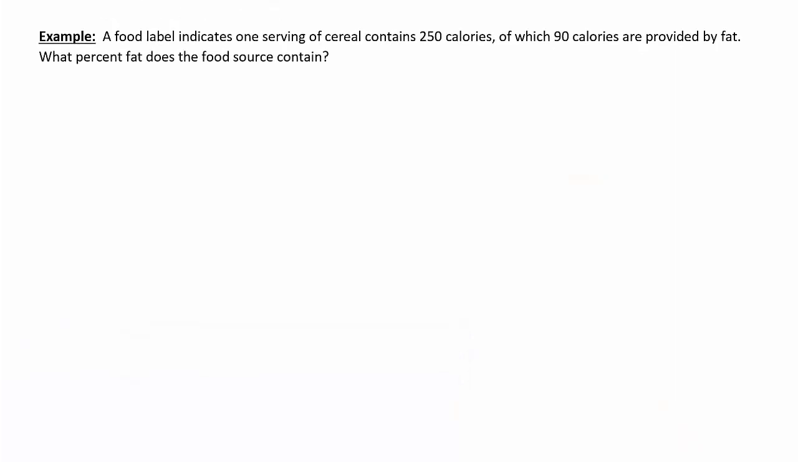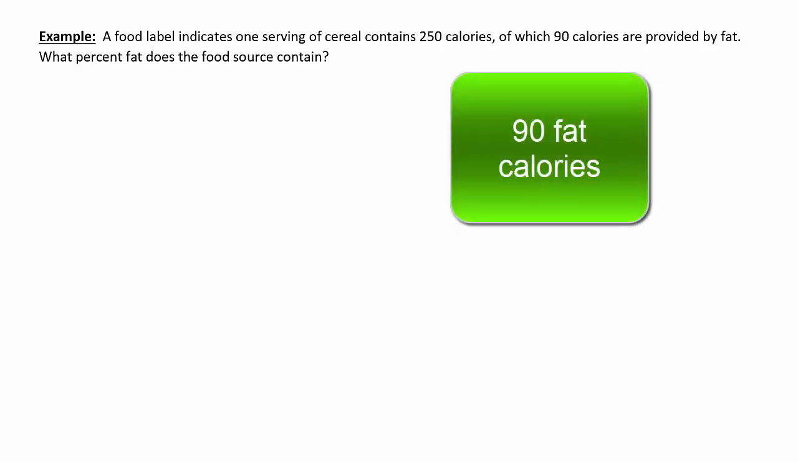A food label indicates one serving of cereal contains 250 calories, of which 90 calories are provided by fat. What percent fat does the food source contain? This is a little confusing since the word of appears twice, and neither time does it mean multiply with the whole coming after it. Let's sort this out.